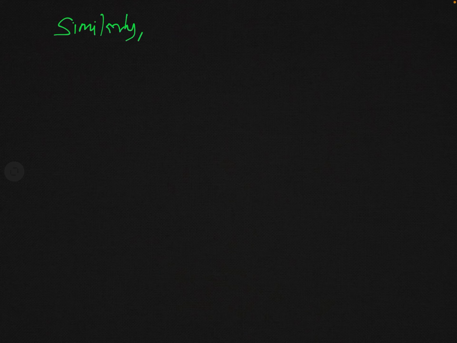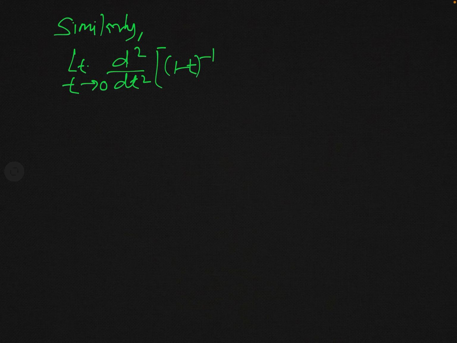So similarly, we may write the limit as t tends to 0 of d2 dt square of (1 minus t) raised to the power minus 1 times e raised to the power minus x over 1 minus t. By induction, you can say what the result will be.